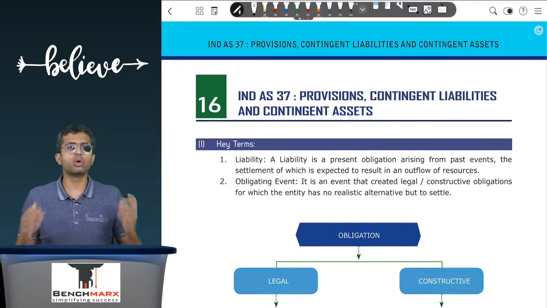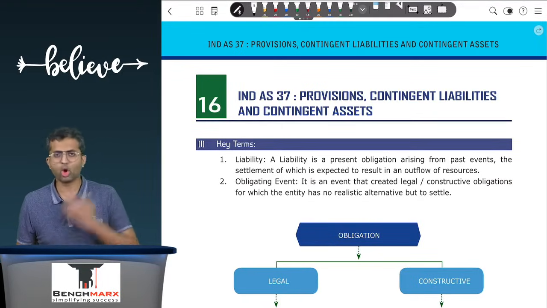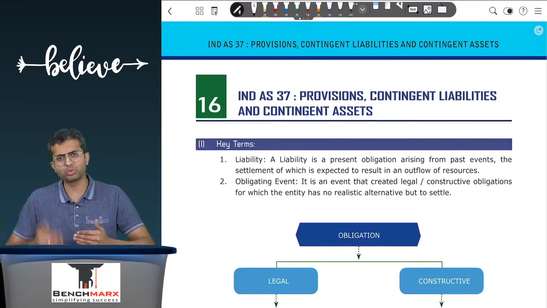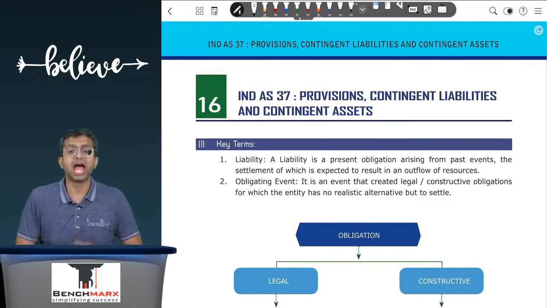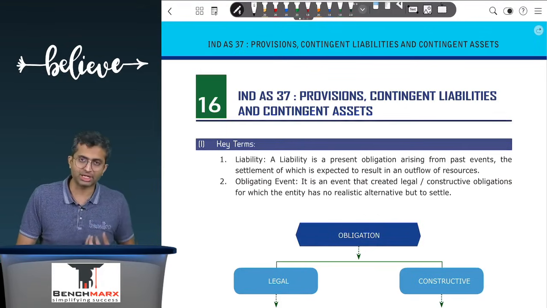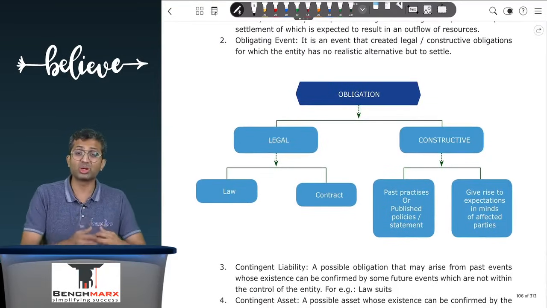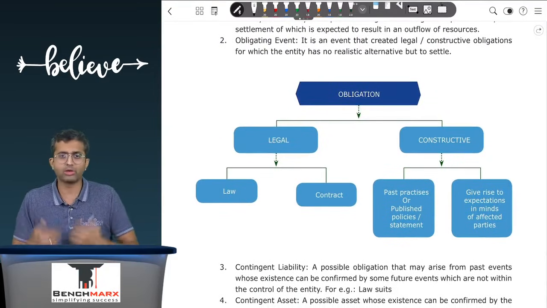Now for a liability to remain or for a provision to be created, it is necessary that there is a present obligation, that is, an obligation should be present or existing as the case may be, and the obligation exists if the obligating event has happened. Now what do you mean by obligating event? The obligating event over here can arise out of legal factors or out of constructive factors.